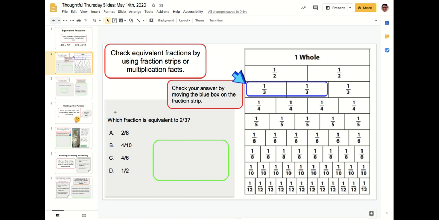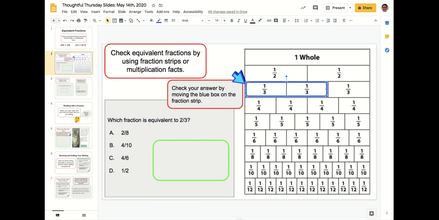So here's our problem. Which fraction is equivalent to 2/3? I'm going to use my fraction strips over here to find my answer, and I can check it using this as well. So I'm going to show 2/3. Here's 2/3. 1, 2, 2/3.